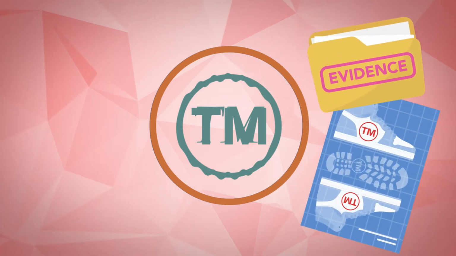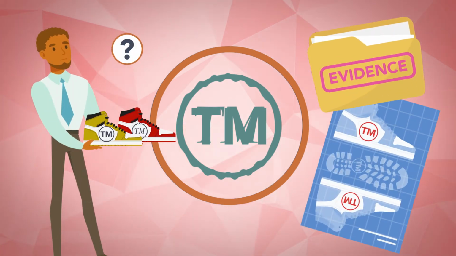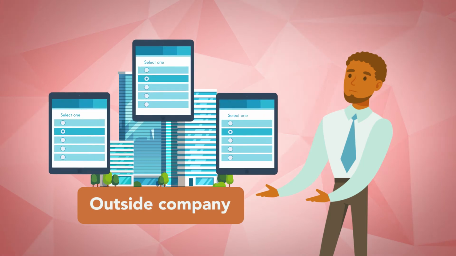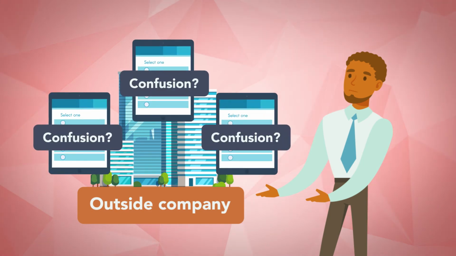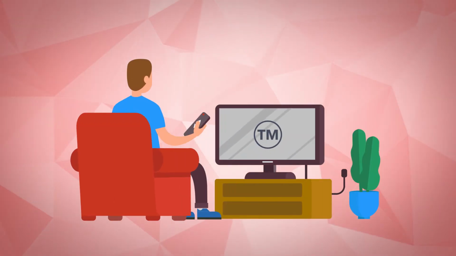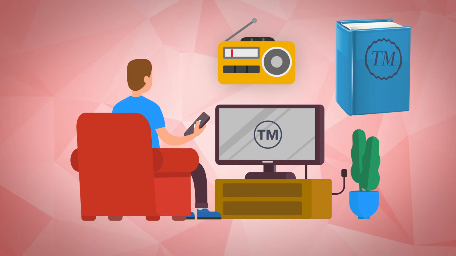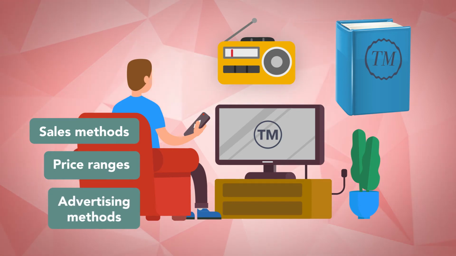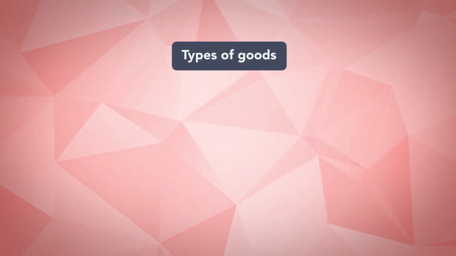Additionally, evidence that the use of the two marks has already led to confusion is persuasive in showing the likelihood of future confusion. Trademark litigants often retain outside companies to conduct public surveys in order to establish or disprove whether actual confusion has occurred. Another factor supporting likelihood of confusion involves whether the goods are sold in the same marketing channels. Courts also weigh the sales methods that are used, including price ranges and advertising methods. The types of goods and the degree to which purchasers care about the source of the goods also factor into the likelihood of confusion analysis.